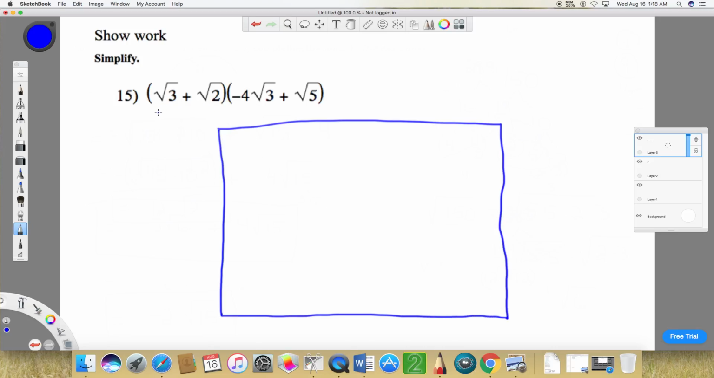So we want to take this square root 3 and the square root 2 and either write it along the side or across the top. It doesn't matter which. So if I write this first one across on the side, then I write this next one across the top.